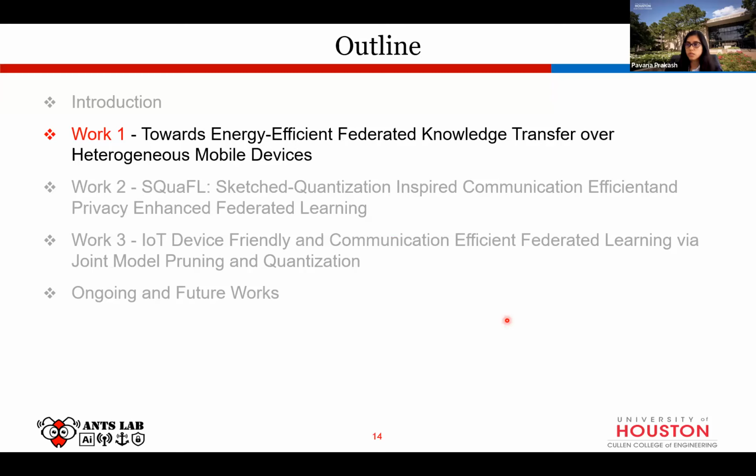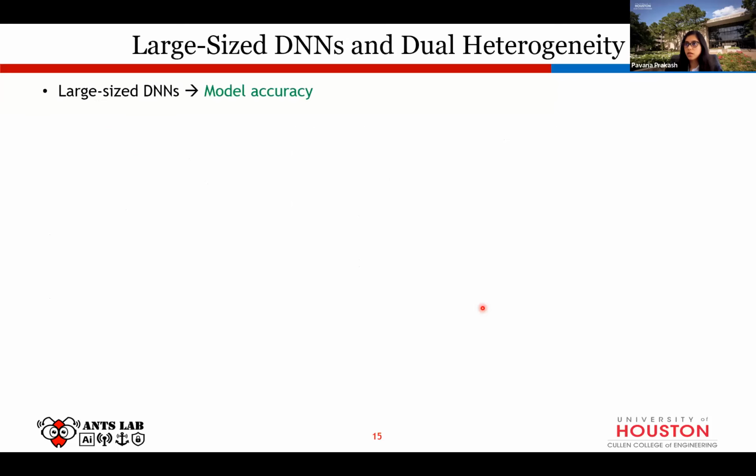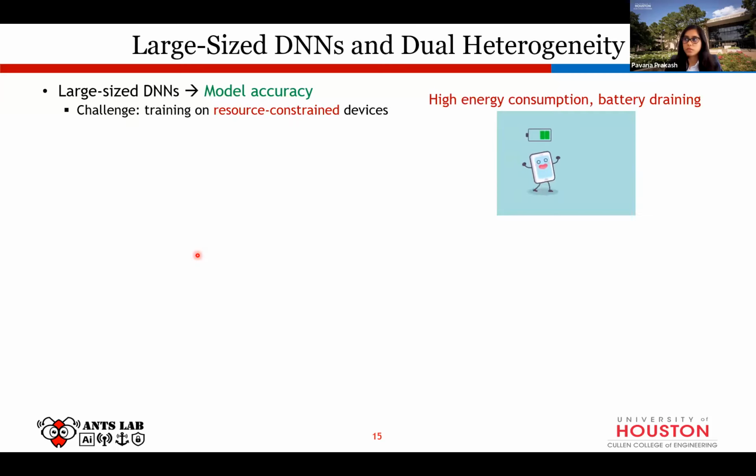Talking about the first work, it's titled Towards Energy Efficient Federated Learning: Federated Knowledge Transfer over Heterogeneous Mobile Devices. The main motivation of this work is to make sure that large deep neural networks have good model accuracy. But unfortunately, the downside is that you're training on resource constrained devices, which means the energy consumption would be very high and it could be very battery draining.